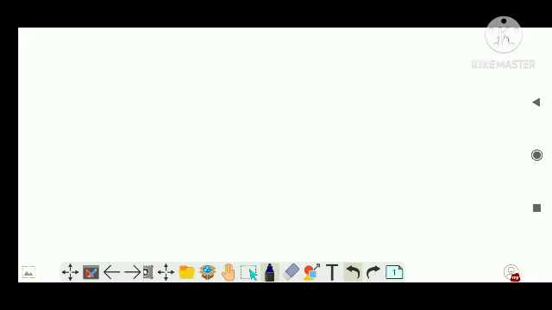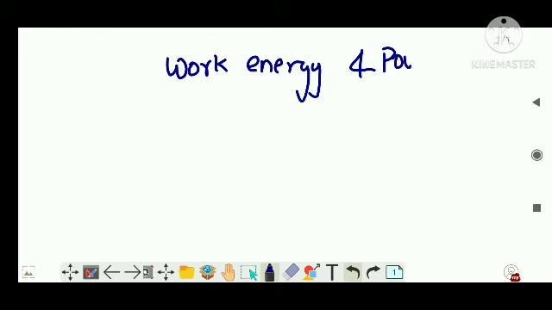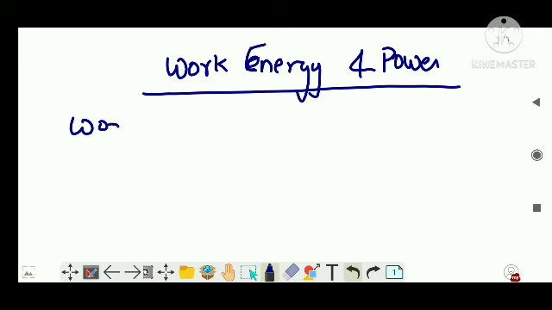So let's write the heading as work, energy and power. I believe you guys have learned about it in your 9th class, a lot of them. So someone asks you, what is work? How would you explain it?